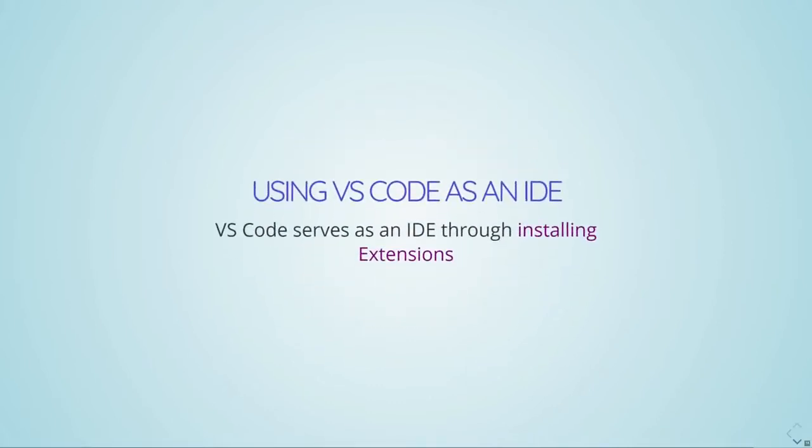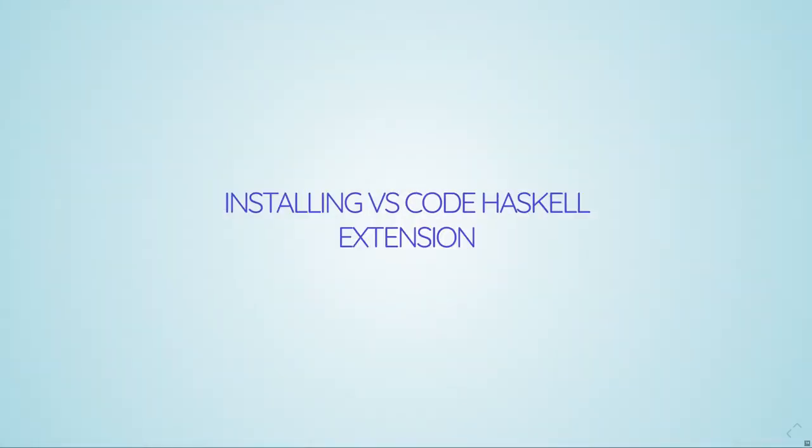VS Code can be used as an IDE through installing extensions. VS Code actually has a really nice community that builds extensions that give all sorts of extra functionality to different programming languages. So if we want VS Code to have fancy IDE features when programming in Haskell, we're going to have to install the Haskell extensions in VS Code.